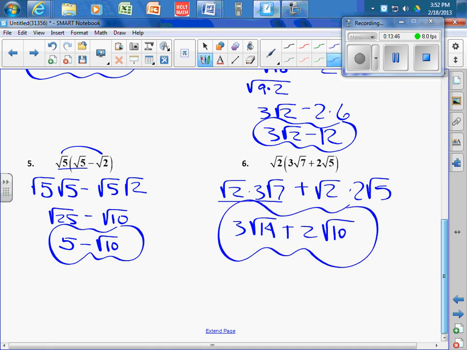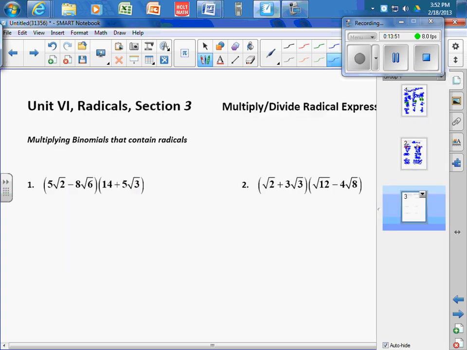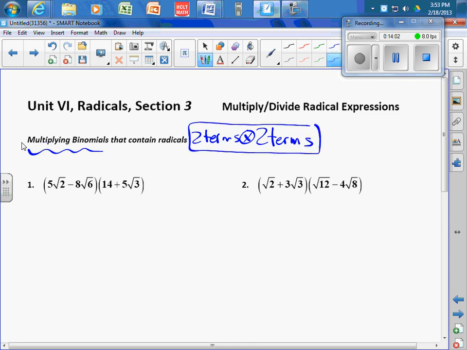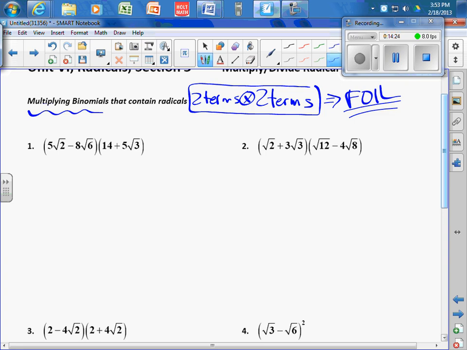Now the reason why we're doing this is because we're getting ready to multiply binomials. Multiplying binomials. That's 2 terms times 2 terms. Now what's the process that we usually take to multiply 2 terms times 2 terms? Well, that's FOIL. Only I'm not going to exactly use FOIL this time. Tell you right now, when you try to FOIL 2 radical expressions, things can get pretty ugly pretty fast. So I'm going to show you a little bit different way, and hopefully this will make sense also.